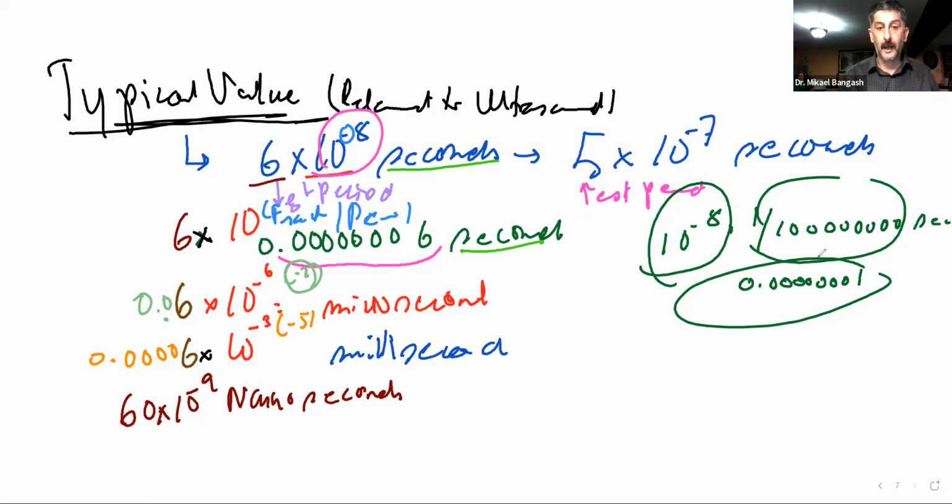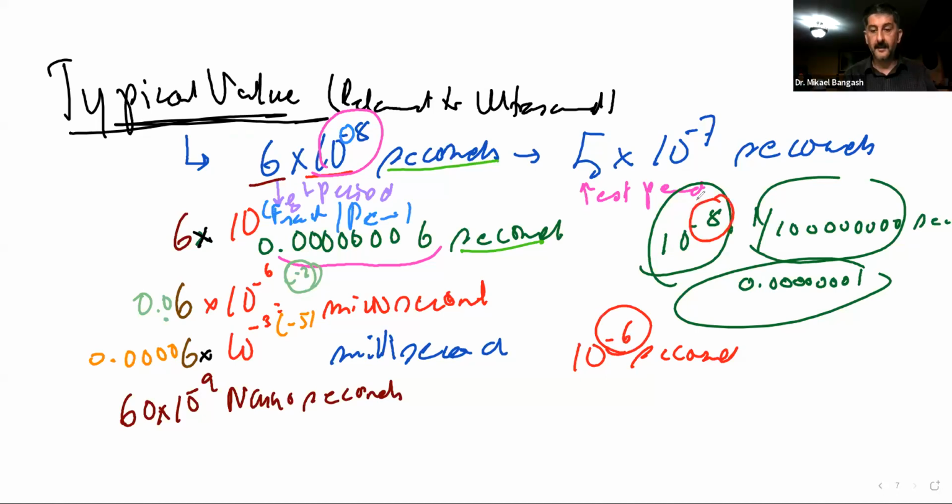Where you say, well, I want to express it in milliseconds. Then milliseconds is going to be okay. So microseconds. There's going to be a difference of a second. Now, what's the difference between this exponent here and this exponent here?